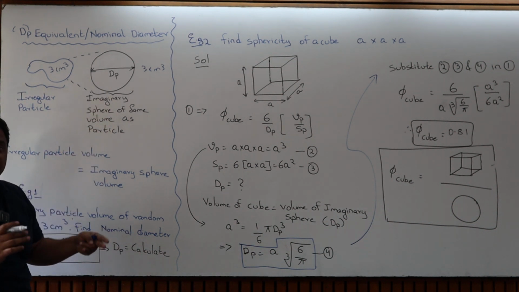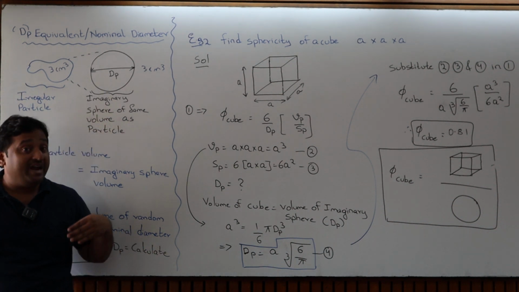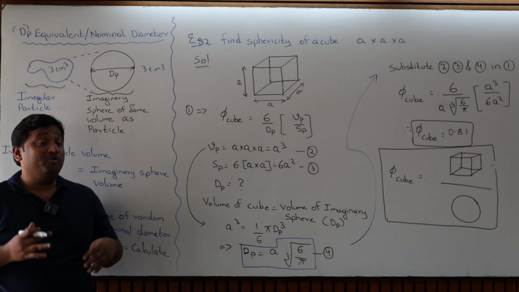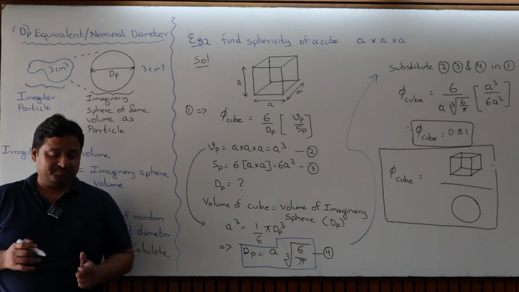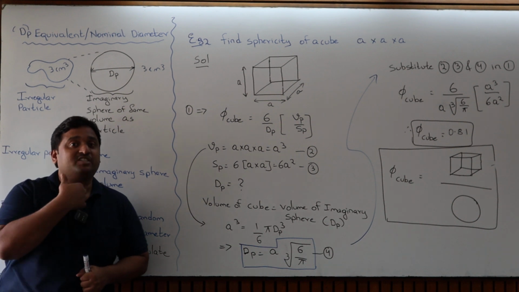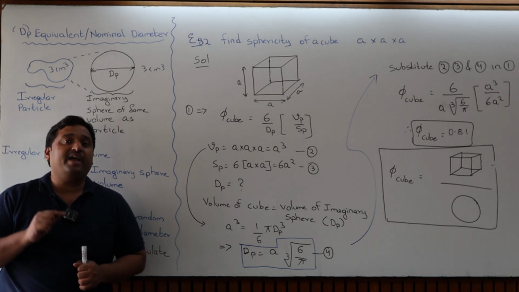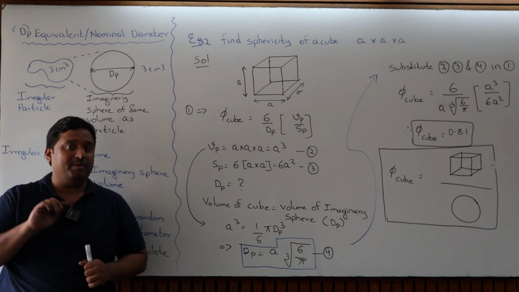Once you have this equivalent diameter of any particle, you can compute the sphericity. Let us compute the sphericity of a cube.